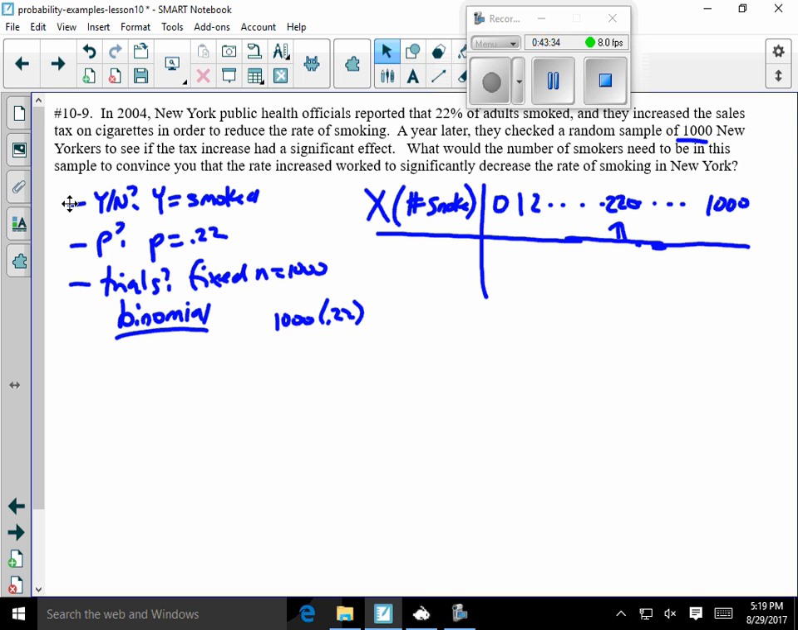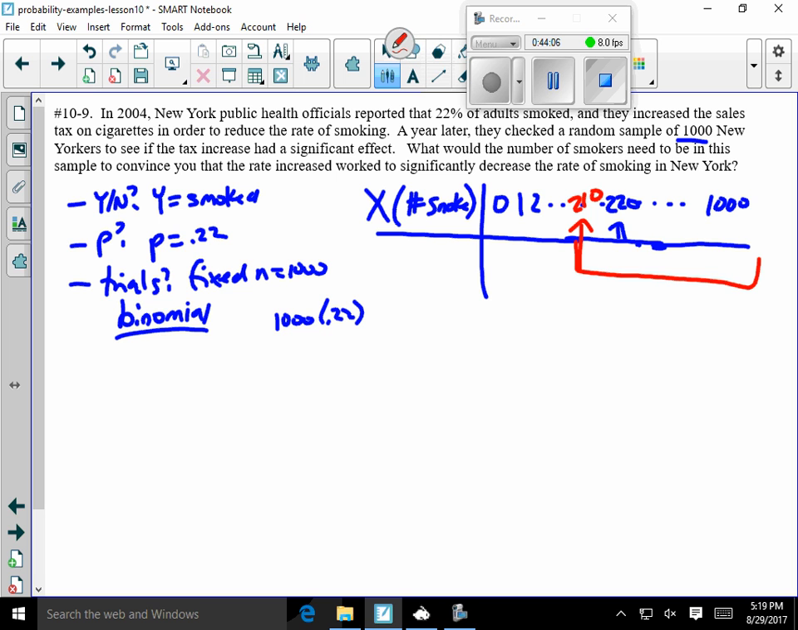So what I could do, and this would be really cumbersome, is pick a number like 210. Okay, I'm going to pick a number here, 210. This is not the way to solve the problem, by the way. This is just showing you why we need to solve it in the other way, because this is so cumbersome. So I could pick a number like 210 and say, okay, what's the probability that we would have 210 or more people in a sample of the 1,000 that smoked, right?